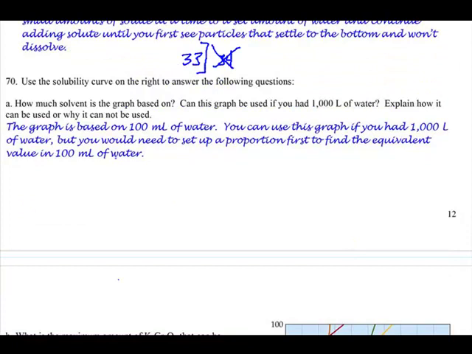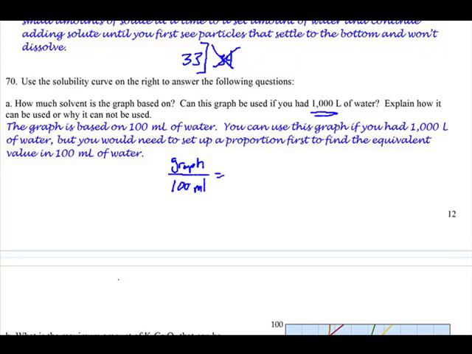Number 70 is basically looking at a graph and answering questions. A says the graph's based on 100 milliliters of water. Almost all solubility curves are. But what if you had questions regarding 1,000 liters of water? Forget about 100 milliliters. If that happens, or if you have 256 milliliters of water, or you have 3.5 milliliters of water, you set up ratios. You look at the curve and figure out what the graph says, and the graph is based on 100 milliliters. And then you set up a proportion.